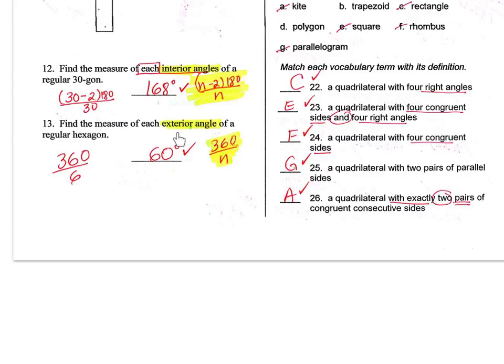And you also need to know the formula for the exterior angle. You want to know one outside angle? It's 360 divided by n. That's the exterior angle formula, yes. So it's 360 divided by 6, which is 60 degrees.